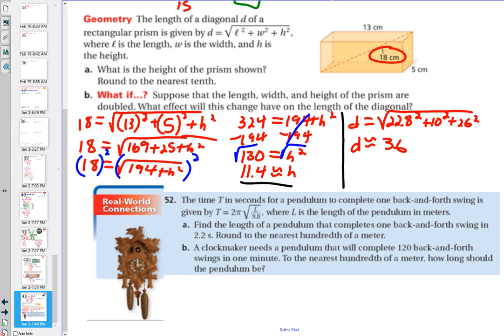I'm giving you a second if you want to try to put something into your calculator to see if you know how to use it. I would put it in the calculator by doing 22.8 squared plus 10 squared plus 26 squared. I would hit equals, and then I take the square root of that number. What did you get, Hannah? Did you get 36?